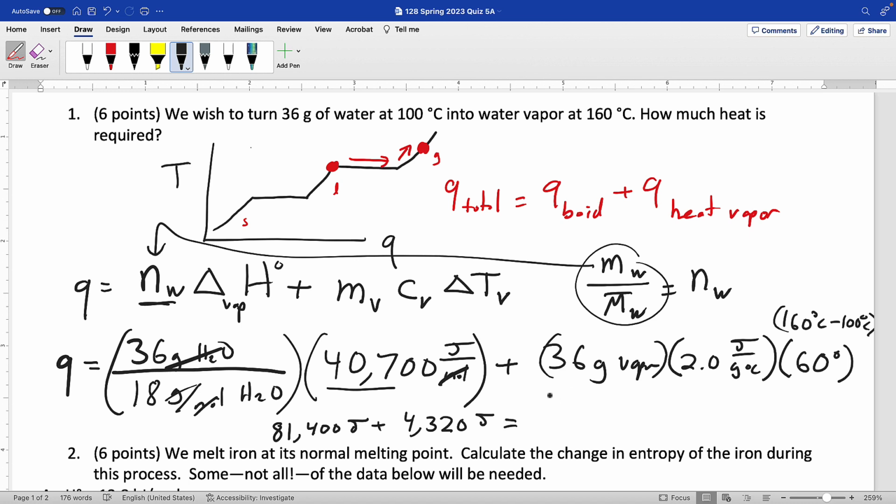So if we add this together, look at our data. It's only 2 sig figs. So we can see that this is going to come out to 85. And then we're going to add the other part. We'll get 720 joules, and we've got to round this to 2 sig figs. So we'll say it's 86 kilojoules. And that's our final answer.